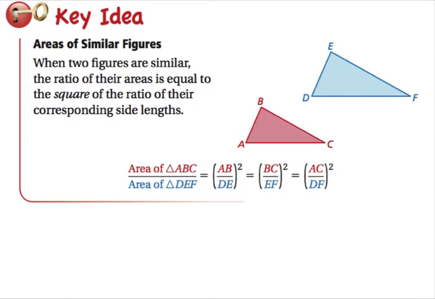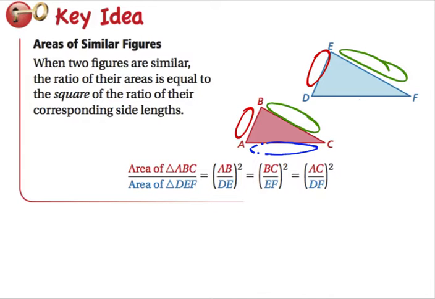Okay, when we're dealing with area, when two figures are similar, the ratio of their areas is equal to the square of the ratio of their corresponding side lengths. So the area of ABC compared to the area of DEF, we could do a comparison of AB to DE because they correspond, and then square it. We could do a comparison of BC to EF and then square it, and it'll be equal to the area ratio. The ratio of the areas is also the ratio of AC compared to DF because they correspond, squared.